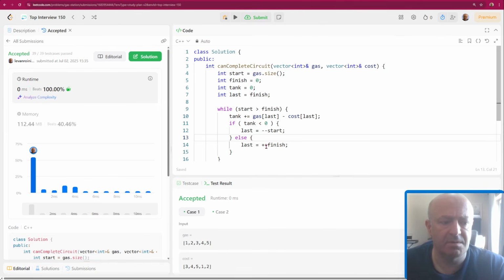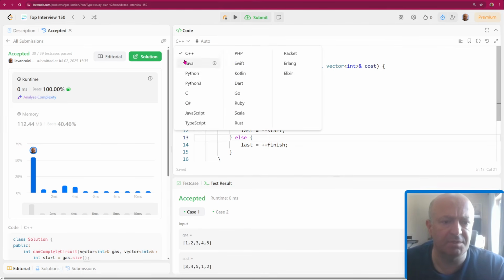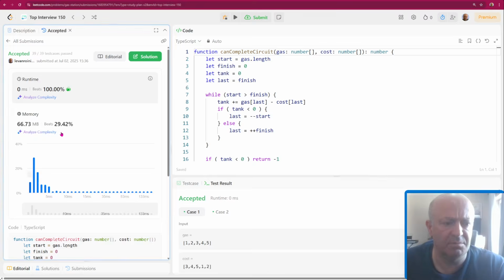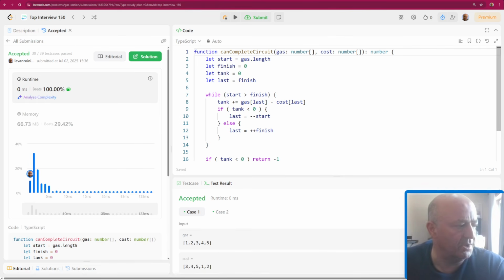Interesting. Wow. Okay, in terms of memory, we have 112 megabytes beating 40%, but with TypeScript, did we have a better situation with TypeScript? No. Okay, well, this is slightly strange. Okay, anyway, that's our solution.